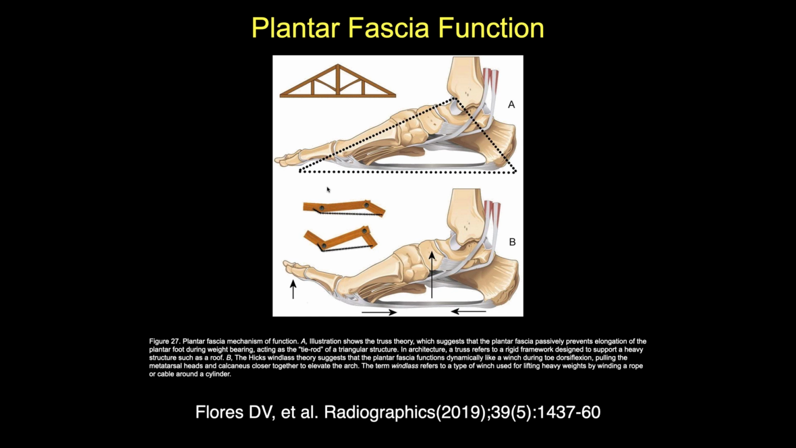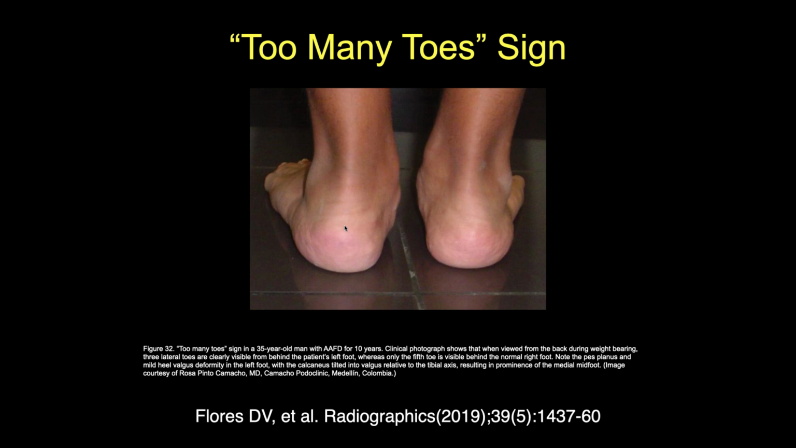And we'll talk a lot about the plantar fascia later. And then one of the findings that you can see on physical examination is the too many toes sign. If you look from the back forward, you really should only see a little bit of the pinky, the small one. But when you get the adult acquired flat foot deformity and hindfoot valgus, what happens is everything rotates out, and you can actually see much more of the distal foot.